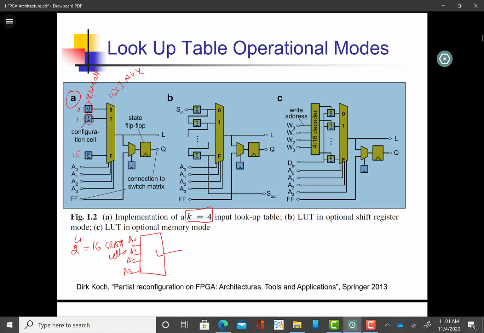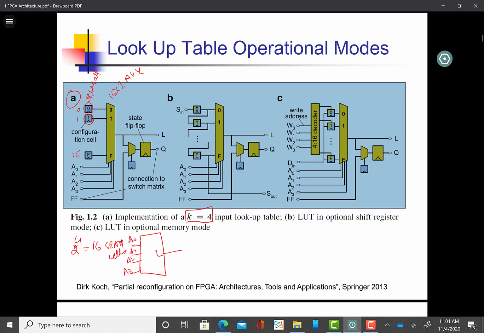So you see, this is a 16 cross 1 mux, and if I give it an address of 0, 0, 0, 0, the SRAM cell 0 is selected. If I give it, for example, 0, 0, 0, 1, SRAM cell number 8 will be selected, and your function is stored in the SRAM cells like we discussed before.